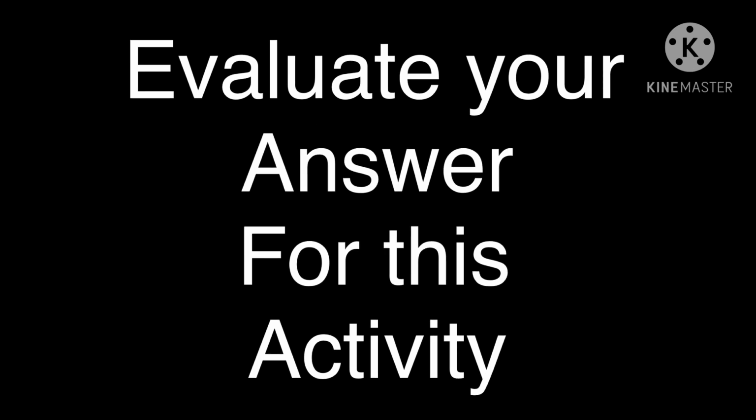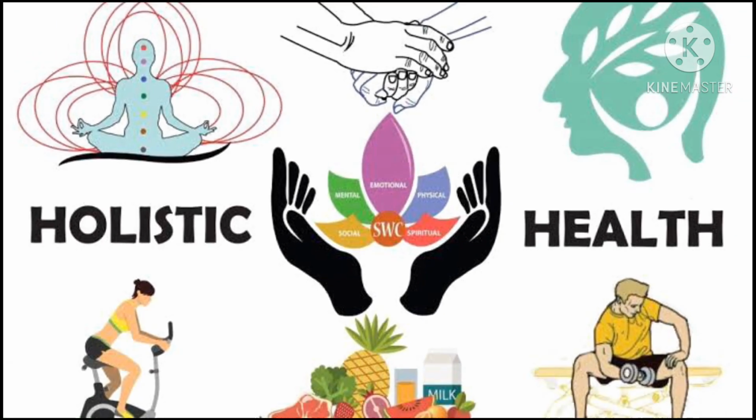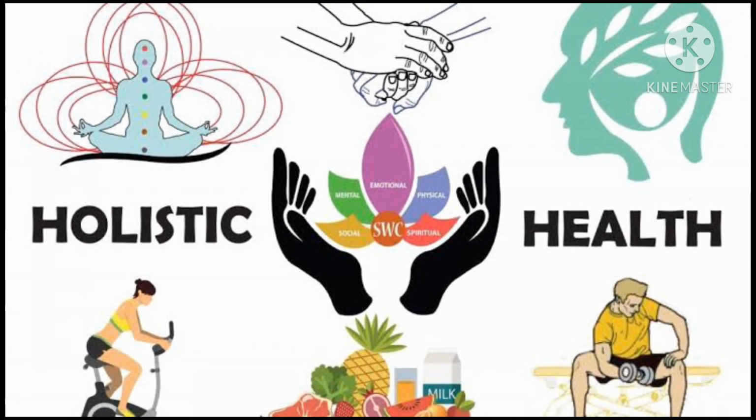Now for this activity, you have to evaluate your answer. How many procedures did you check? How many did you not? What do you think is the screening test which you have not undergone yet? So when can you avail of this screening test? If you checked all the procedures, it means you had undergone the screening test. Congratulations! You are now able to attain holistic health.